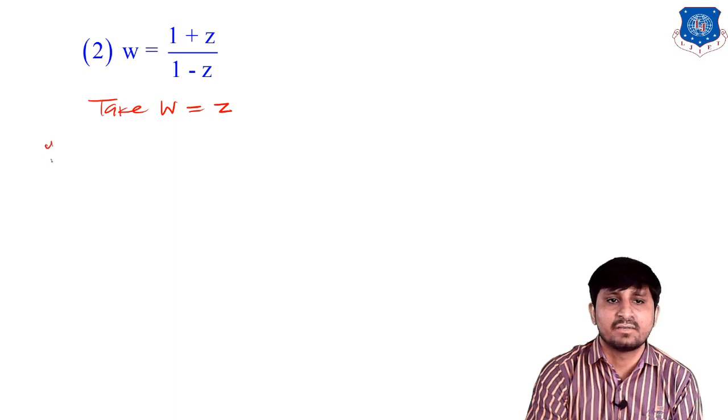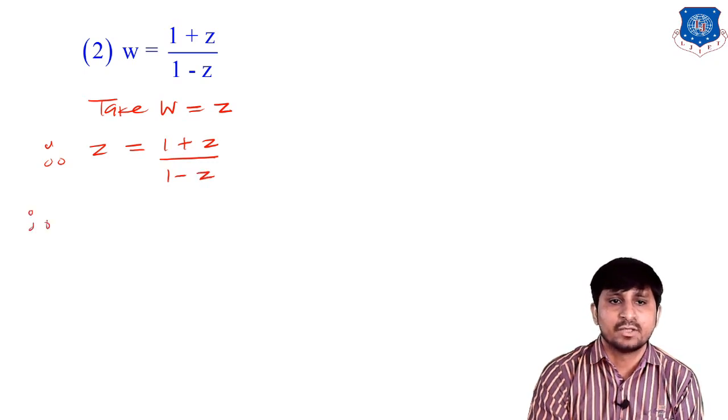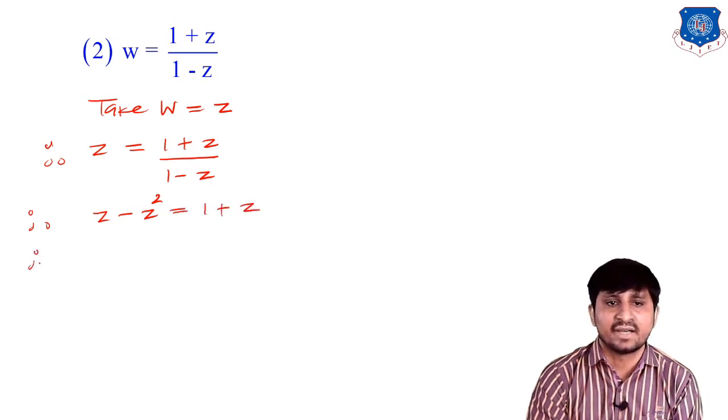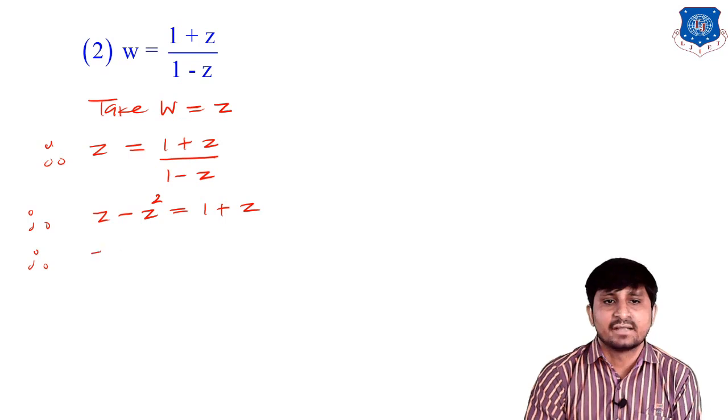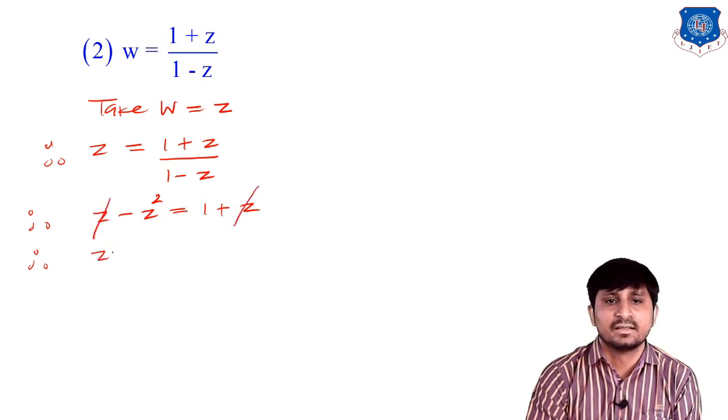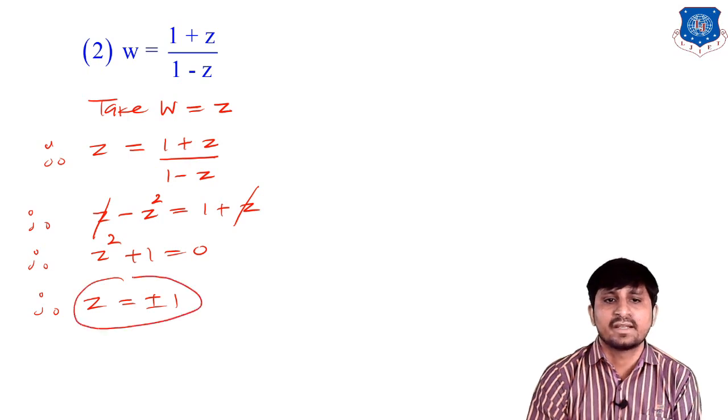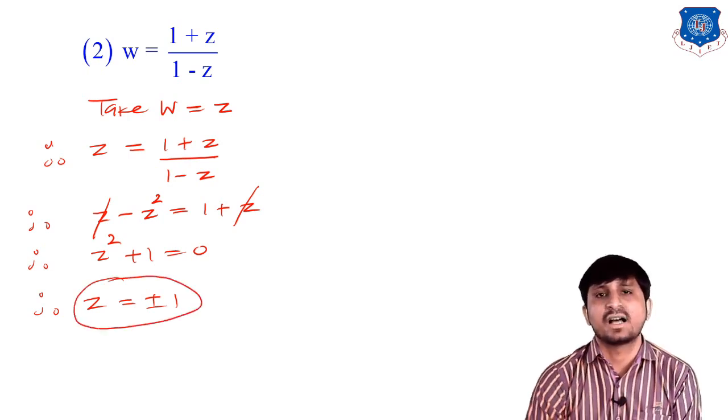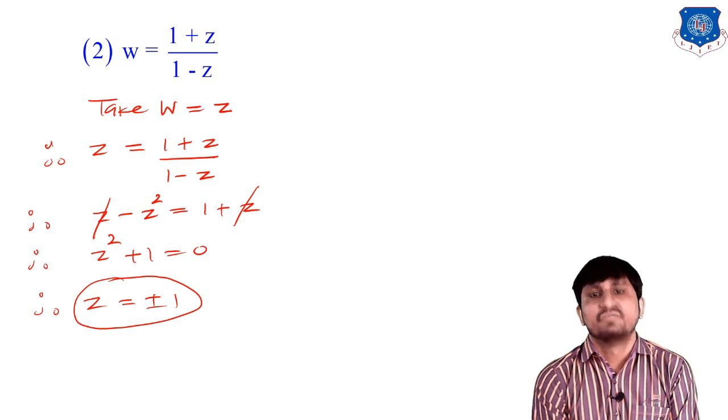Next example, w equal to (1 plus z) upon (1 minus z). Take w equal to z, that is z equal to (1 plus z) upon (1 minus z), that is z minus z square equal to 1 plus z. Z square, z will be cancelled, so z square plus 1 is equal to 0. So clearly we can see that z is equal to plus or minus i. These 2 points are our fixed points.